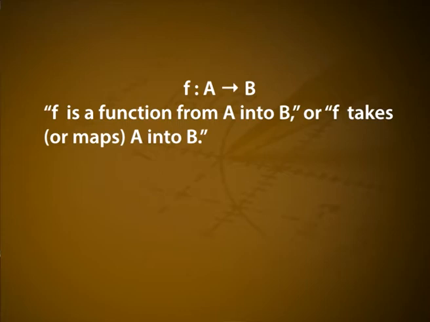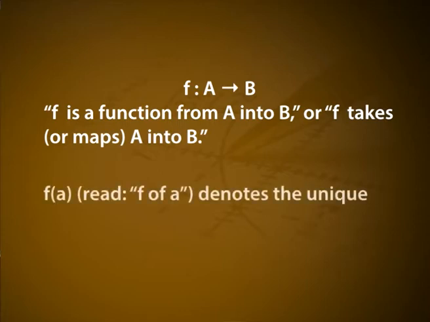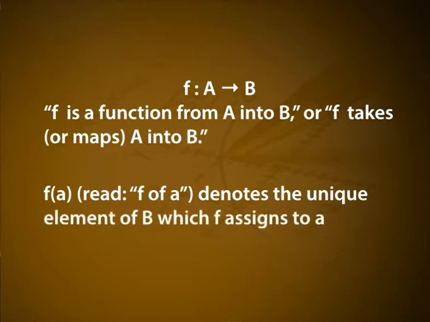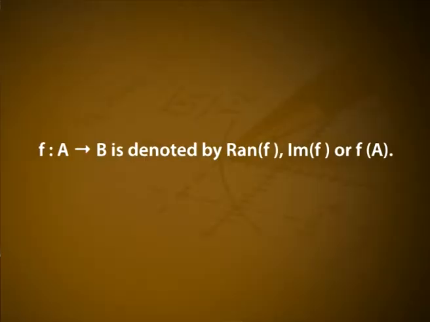If a is an element of A, then f(a), read f of a, denotes the unique element of B which f assigns to a. It is called the image of a under f or the value of f at a. The set of all image values is called the range or image of f. The image of f: A → B is denoted by Range(f), Im(f) or f(A). Frequently, a function can be expressed by means of a mathematical formula.